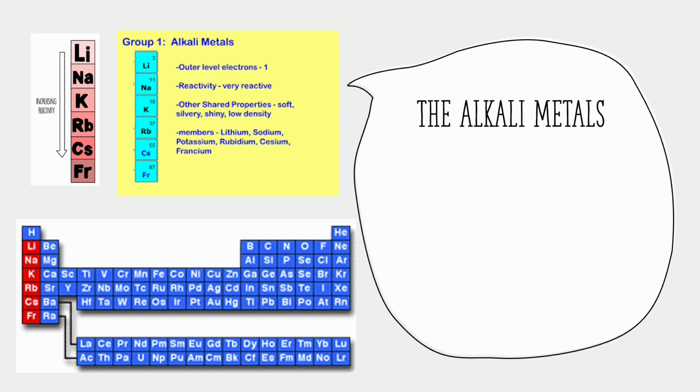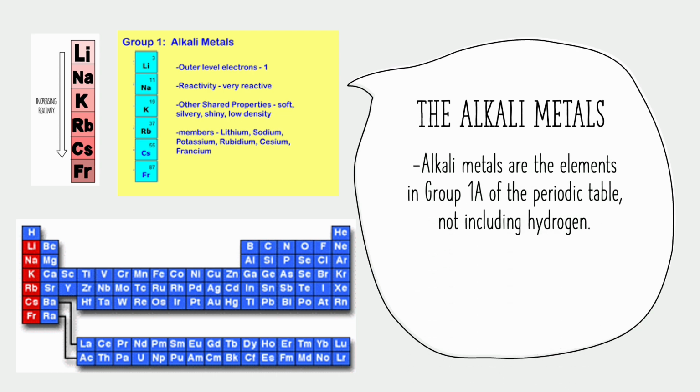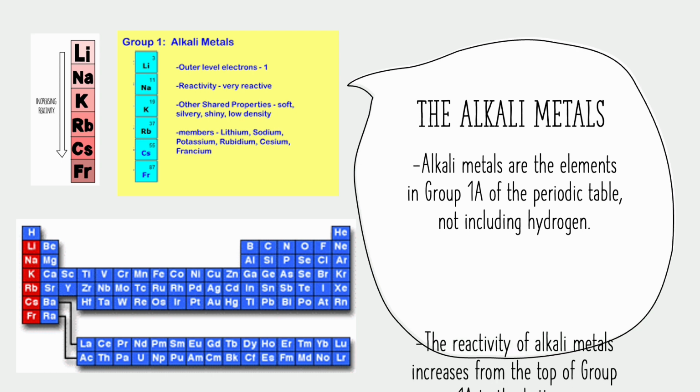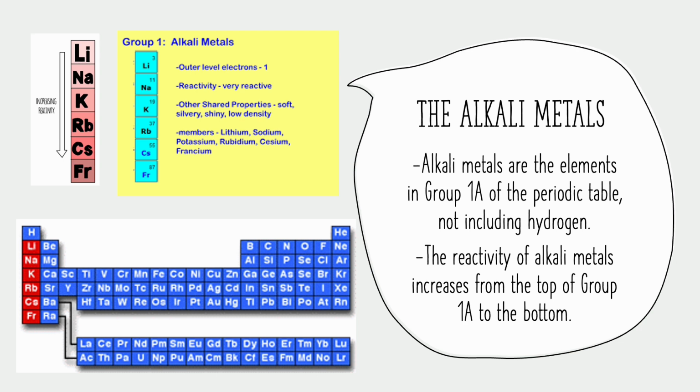The alkali metals. Alkali metals are the elements in group 1A of the periodic table, not including hydrogen. The reactivity of all alkali metals increases from the top of group 1A to the bottom.